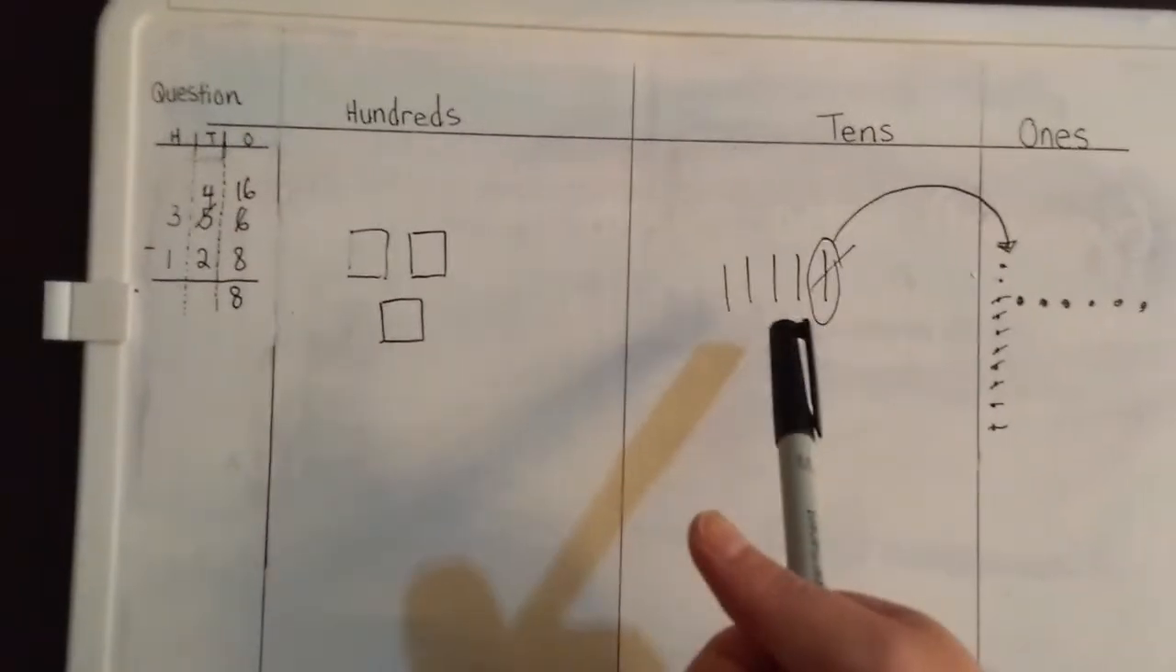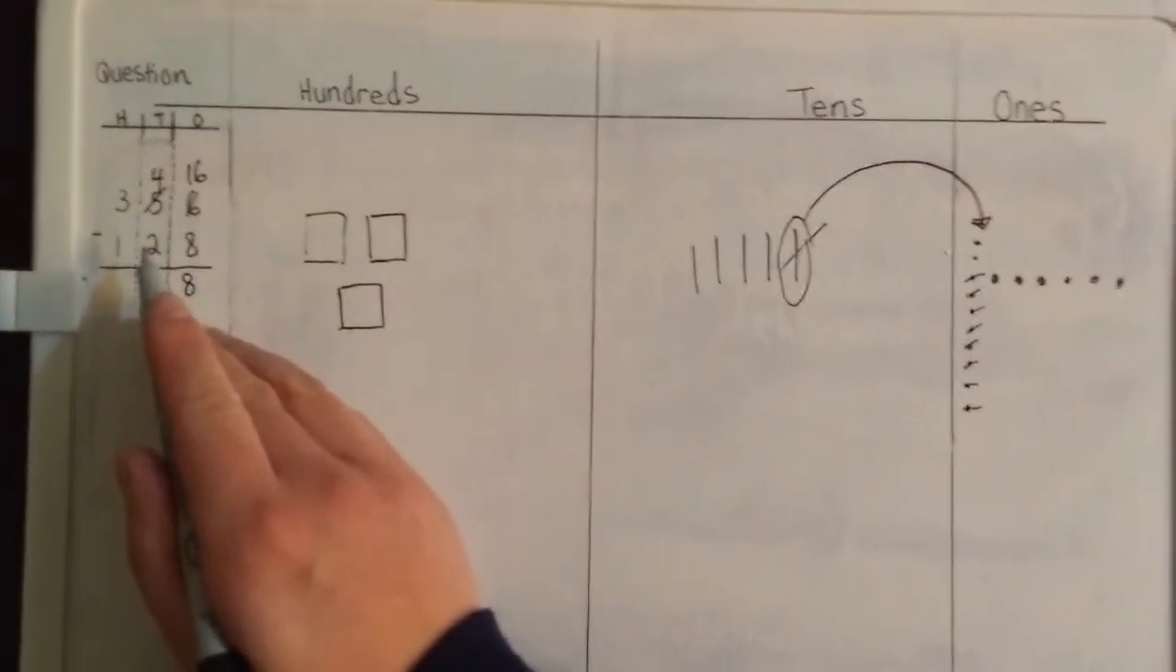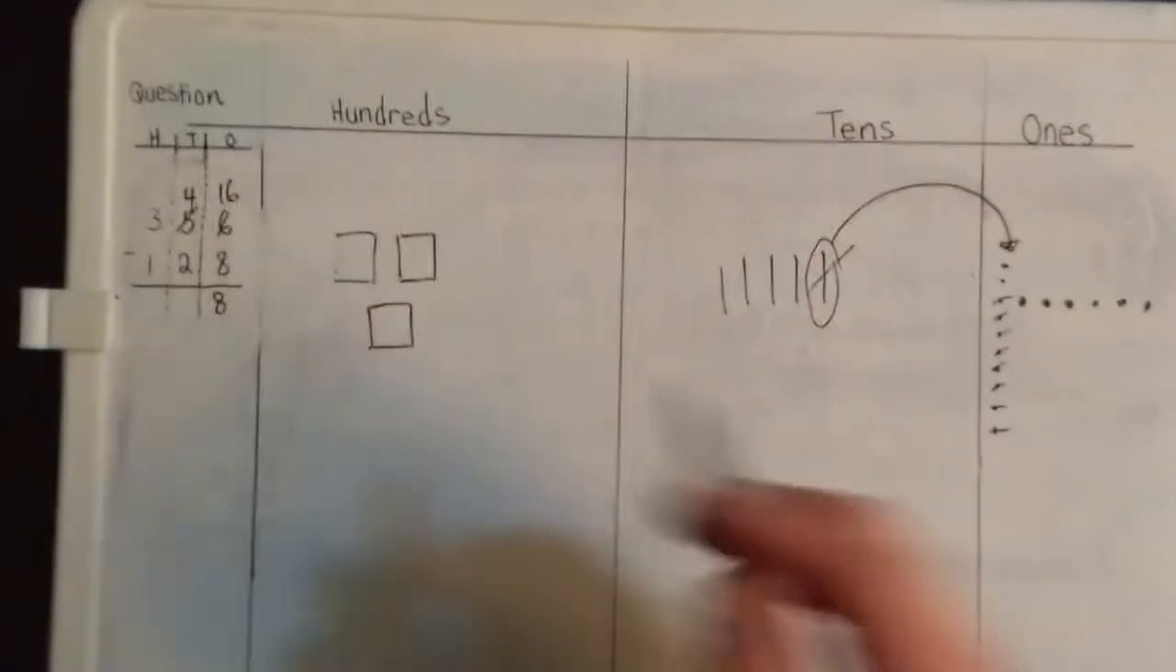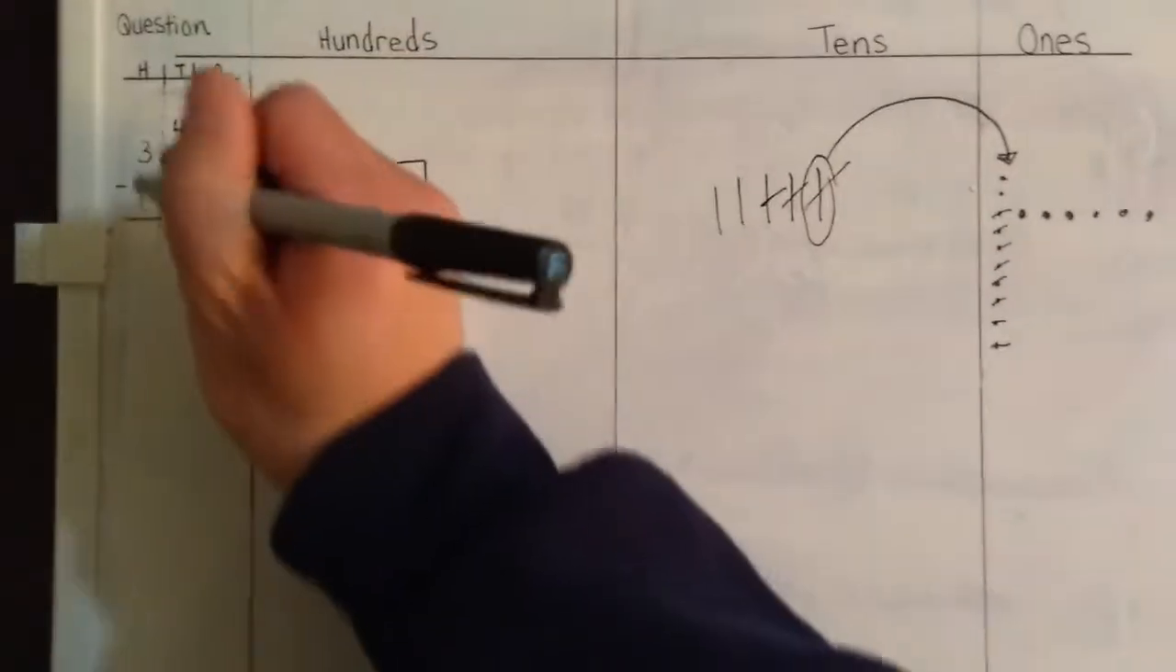And then 4, I have 4 tens that I need to subtract 2. If I have 4 cookies, I can eat 2 of them. That makes sense. So I don't need to regroup. I can just subtract 2. I'm left with 2 tens.